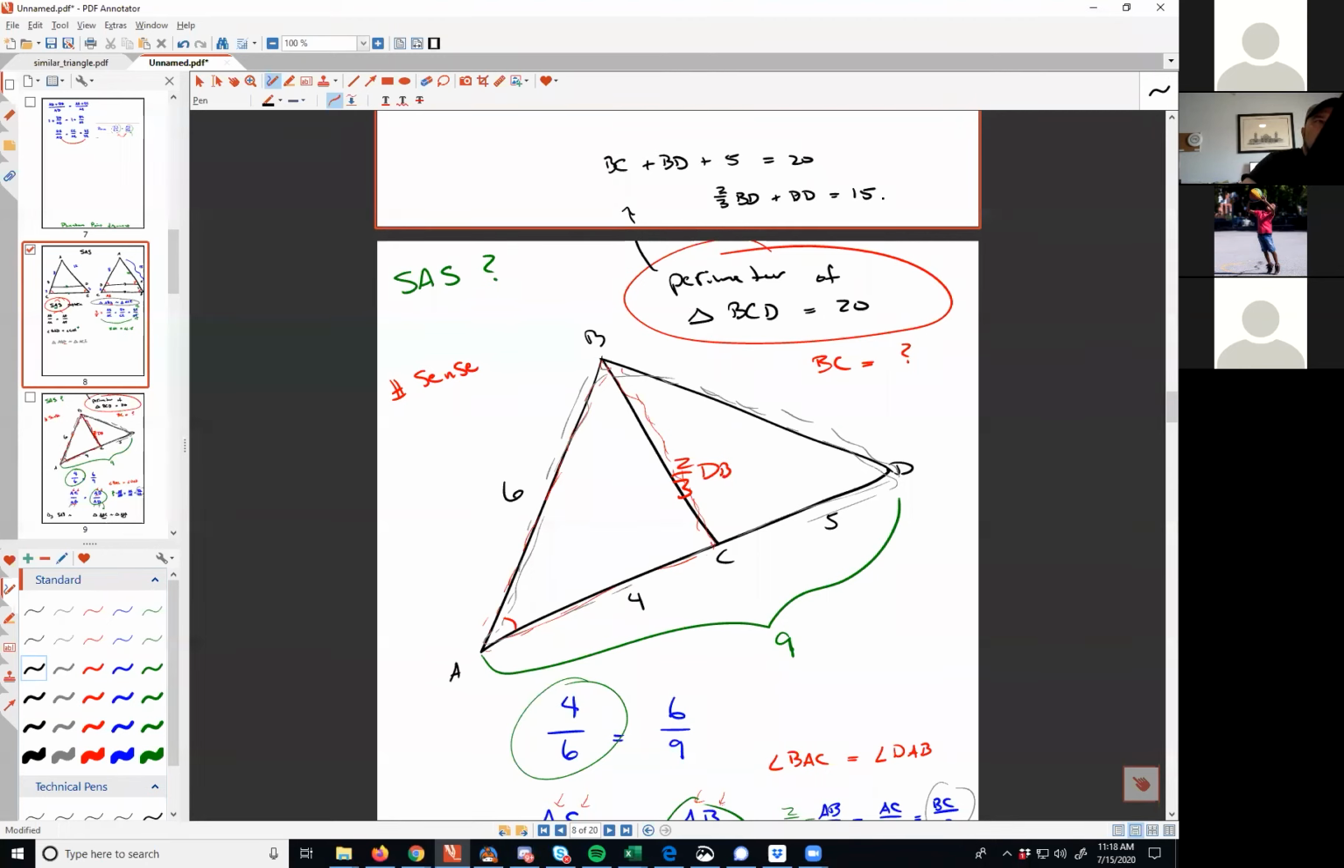So what is BD equal to? 10. Close. 9. It's 9, yeah. 5/3 of BD equals 15, so 3/5 of 15 is equal to 9. So this is 9, and 2/3 of BD is 6. And 6 is our answer.